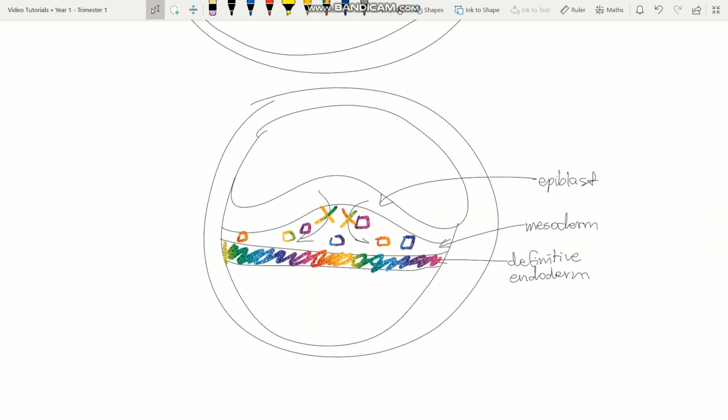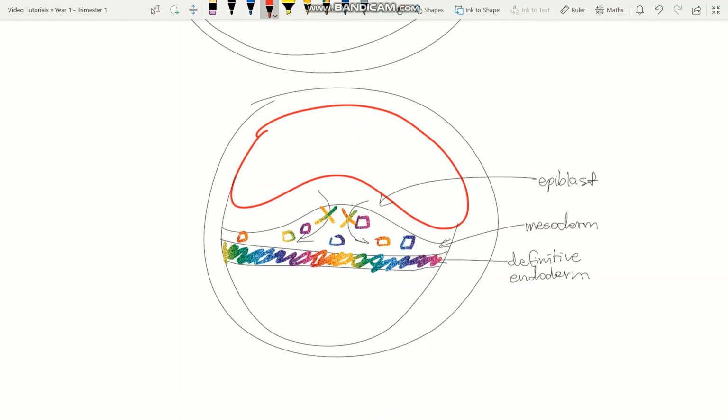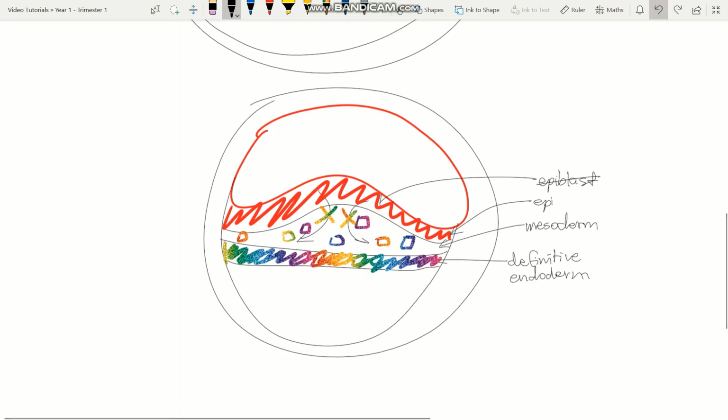Finally, now that epiblast cells have moved from the epiblast to the hypoblast, replacing it and forming the definitive endoderm, and some cells have also formed the mesoderm, the epiblast is no longer traditionally what we call the epiblast, and therefore this space is now called the ectoderm. So it's no longer called the epiblast, but now is called the ectoderm.